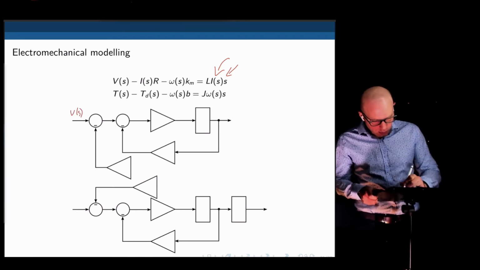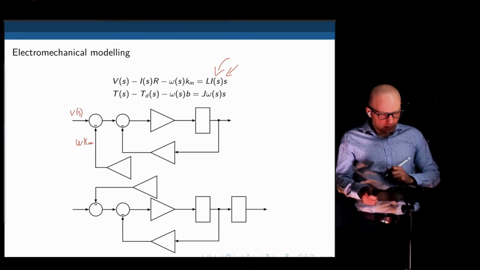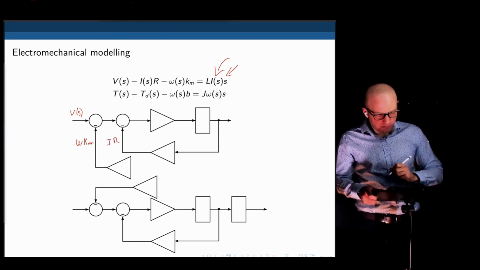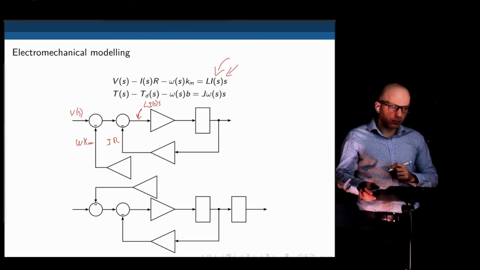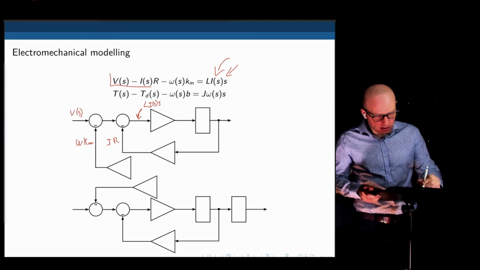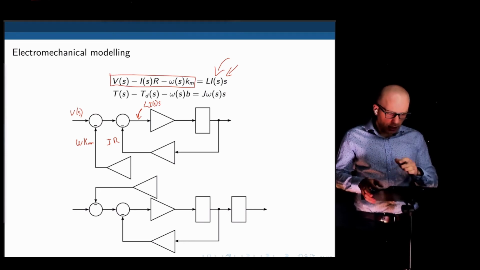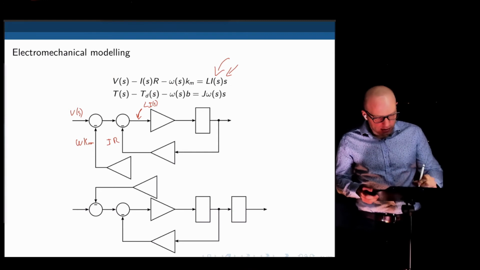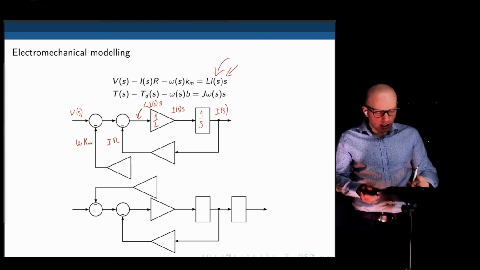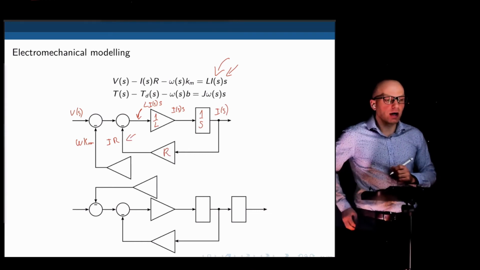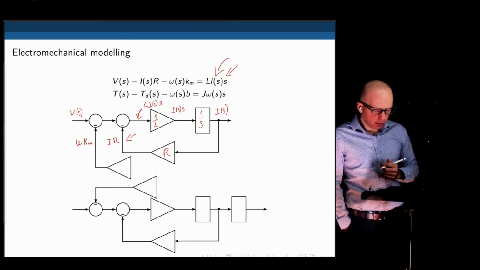minus omega Km, we'll find this later, minus I times R. The resultant signal here is Lis times S. All right, so these two sums give this side of the equation. And the output is L times Is times S. If we now multiply this by 1 over L, we get Is times S, integrate, we get Is. We needed I times R, so just multiply the feedback loop by R and you get I times R. So that's done for the electrical part.